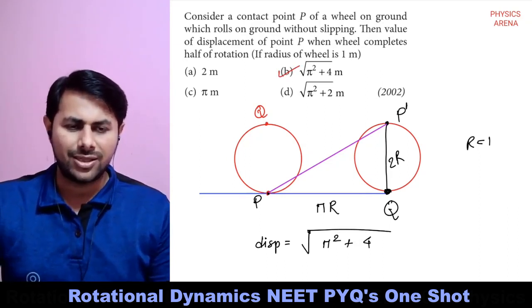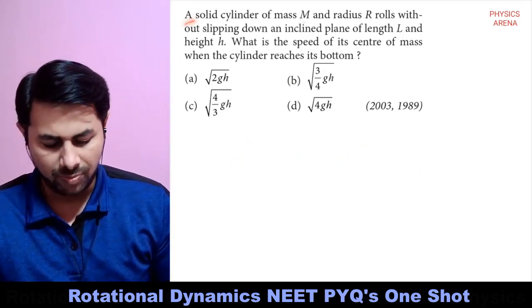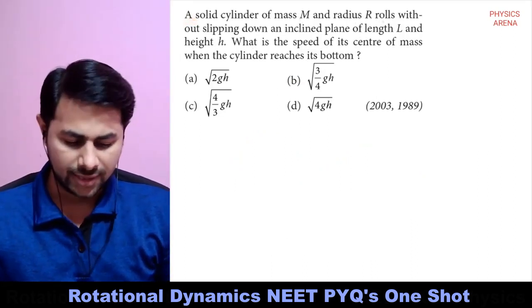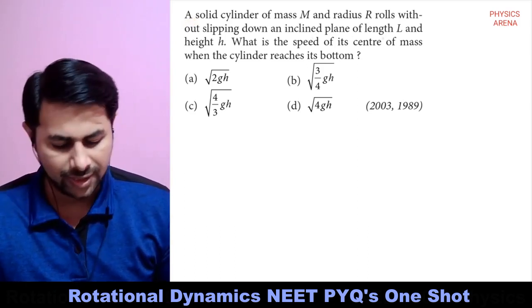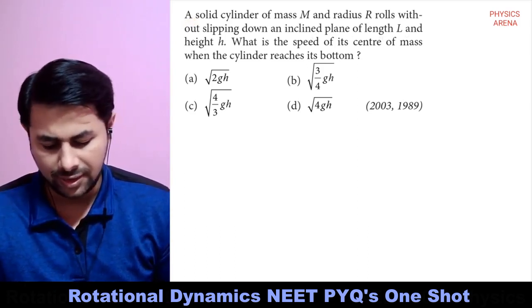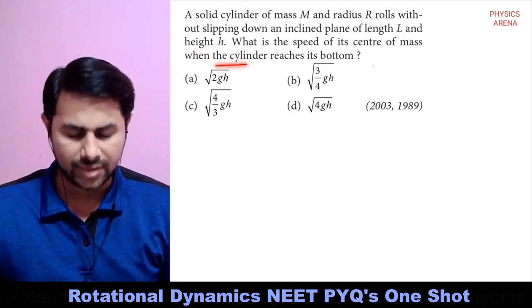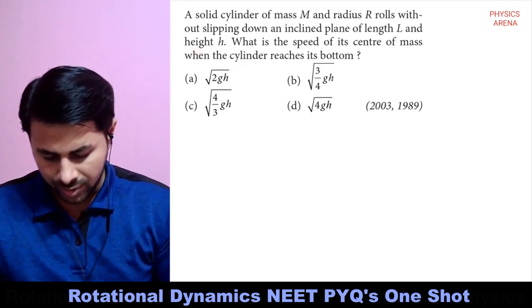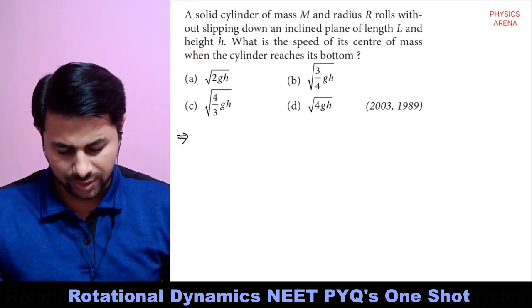Right, very good, Priti. So option B. A solid cylinder of mass m and radius r rolls without slipping down an inclined plane of length L and height h. What is the speed of its center of mass when the cylinder reaches its bottom? So this is a straightforward question, right?